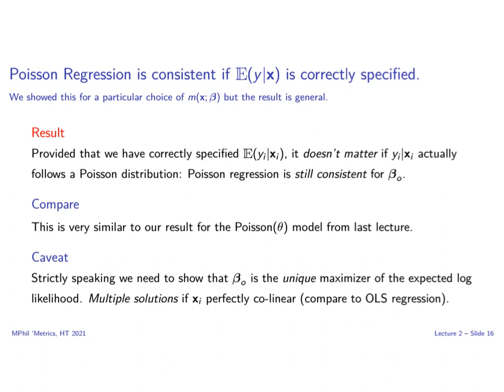Now there is a small caveat for those of you who are particularly sharp-eyed. Strictly speaking, I have not shown that beta naught is the unique maximizer of the expected log likelihood. In principle, we could have multiple solutions. For example, if x contained one regressor that was just a linear function of some others, we could run into problems just like in an OLS regression. But this is nevertheless truly an extraordinary fact. So this accounts for some of the popularity of Poisson regression. We don't have to believe that the model is right. We can still use it to learn the conditional mean function as long as we specify that part of the model correctly.